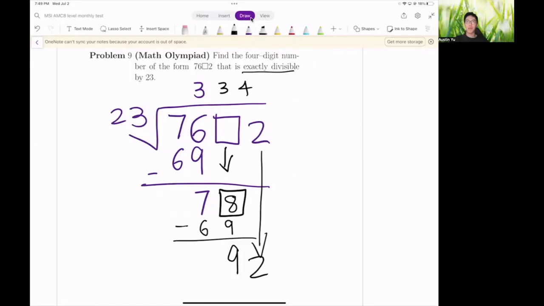There is no remainder. That's exactly the final answer. So what is the four-digit number that this problem is looking for? That would just be 7,682. And why is it 8? Because remember, we pulled down the number here, and we found out that the number being pulled down to the bottom should be 8.